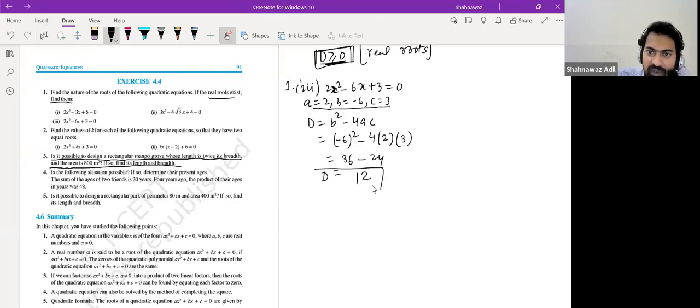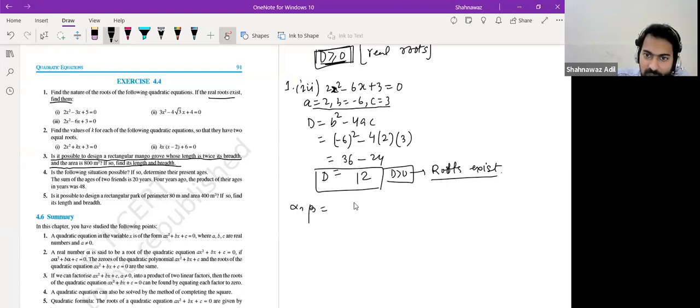So we have D greater than 0, so roots exist. And then what would be the roots? Quadratic roots formula, we have to use the quadratic formula. x equals to minus B, what is that, plus or minus.